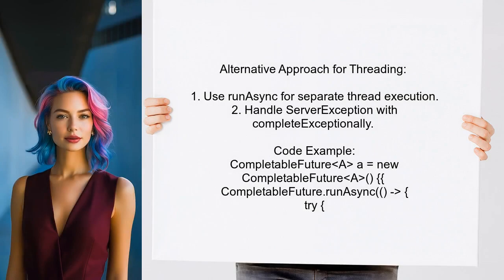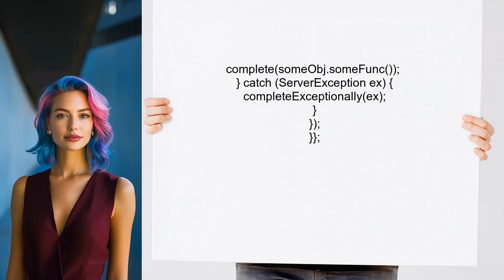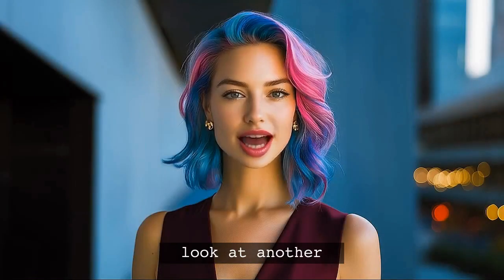If you prefer to run the CompletableFuture in another thread, you can still use an anonymous class. In this case, use runAsync to execute the code in a separate thread and handle exceptions in the same way. Let's take a look at another answer from another user.